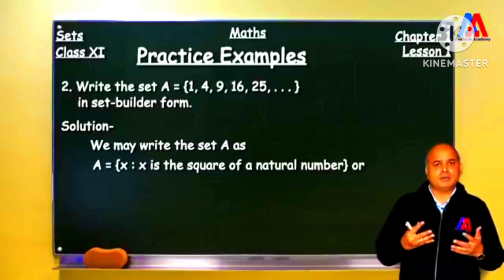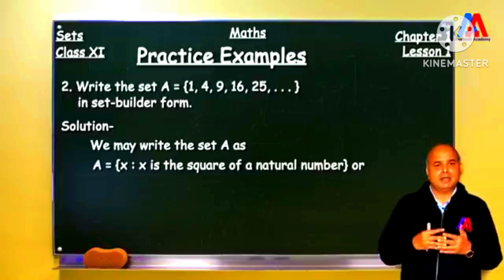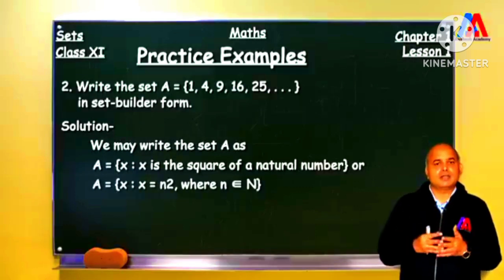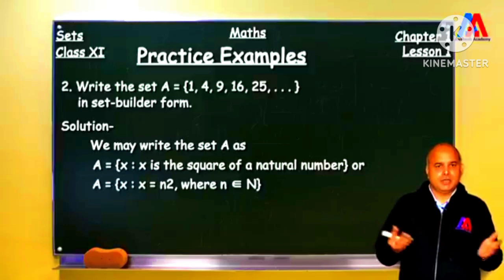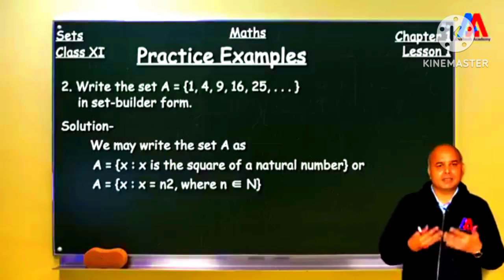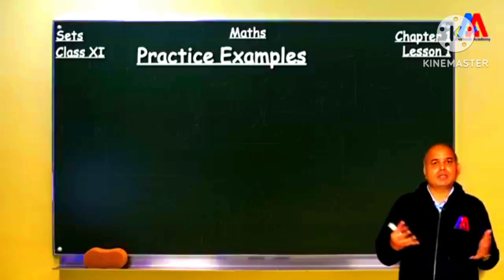This is a very simple method of writing it. If you want to put it in the form of epsilon, then we write x equals n square, where n is a natural number. So this is the method of writing the same thing in the set builder form. Let us now take the third example.